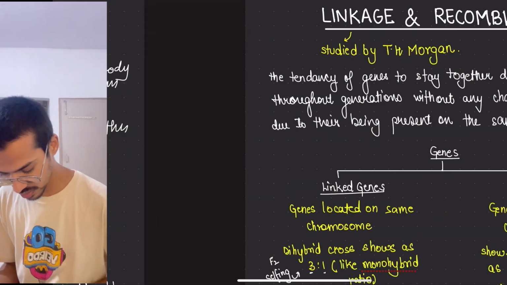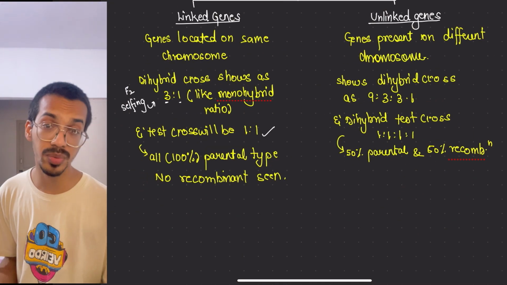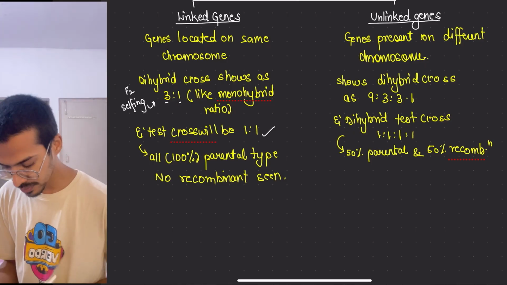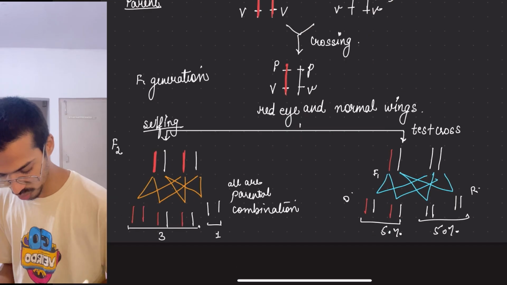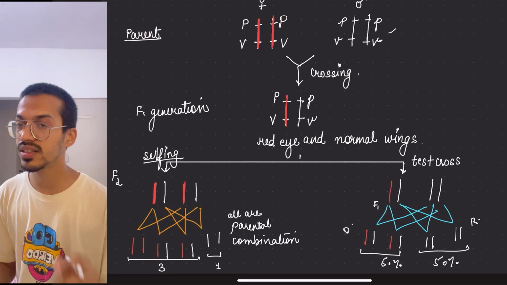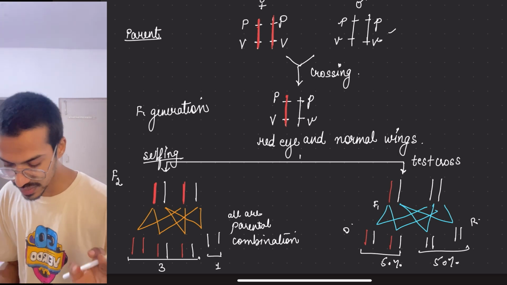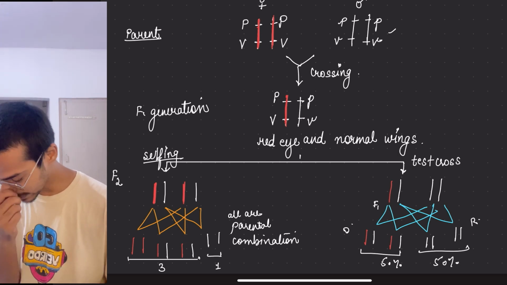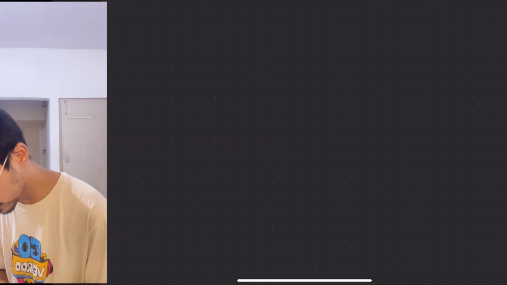Can you see over here? What is this? See over here, test cross. 50%, 50% means 1:1. So no new recombinants have been formed in both the cases. All are the parental combinations. So this complete linkage is seen in the case of male Drosophila. Okay, when this happens, this is what? Complete linkage. Now let's go to the incomplete linkage.